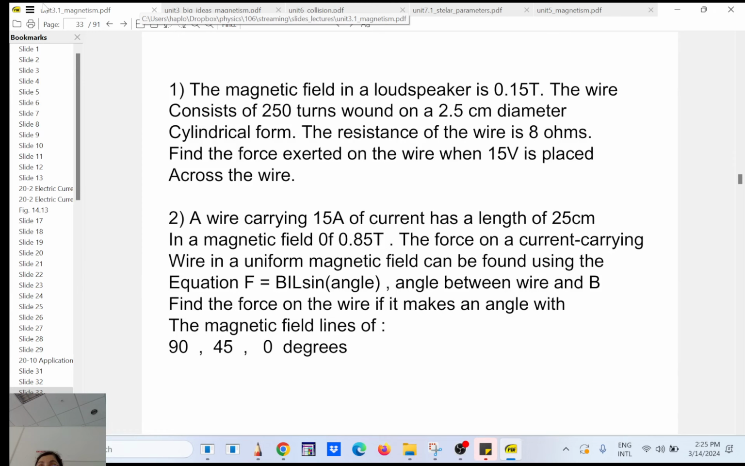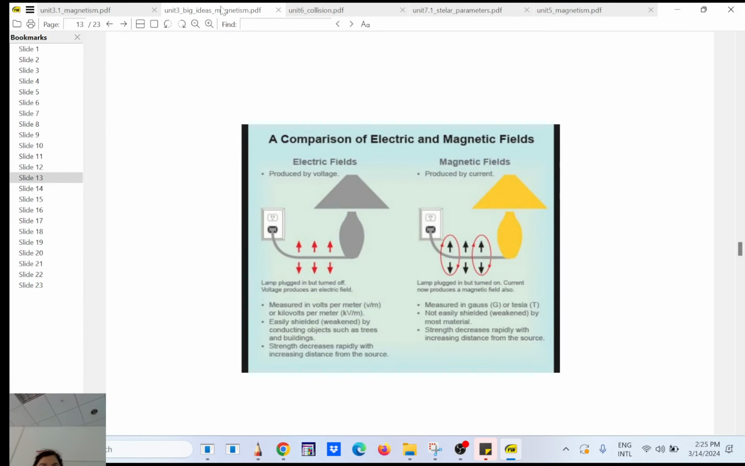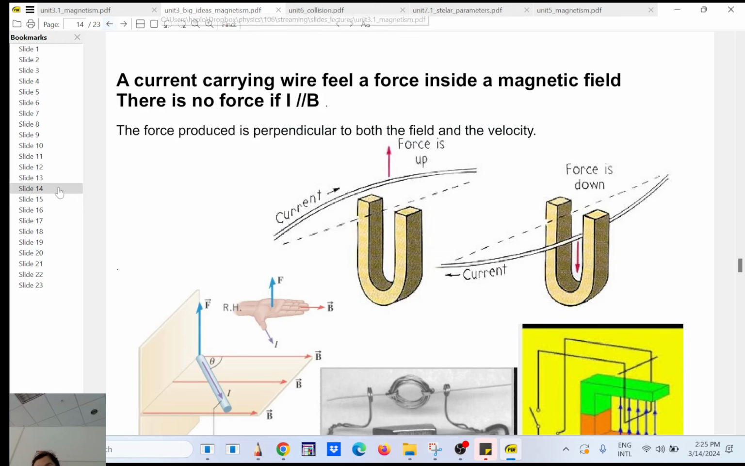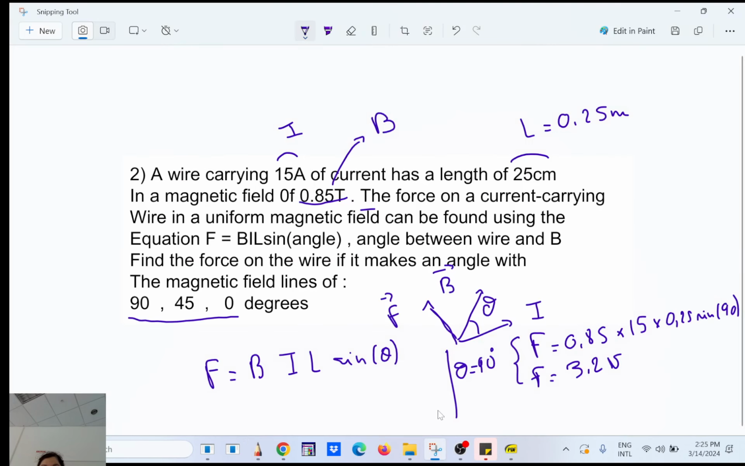So if you go back to my big idea here, you see the current is flowing in this direction. That's the segment of the wire inside your magnetic field. The angle is theta, and that's going to be the force. Force is perpendicular to both the current and B.